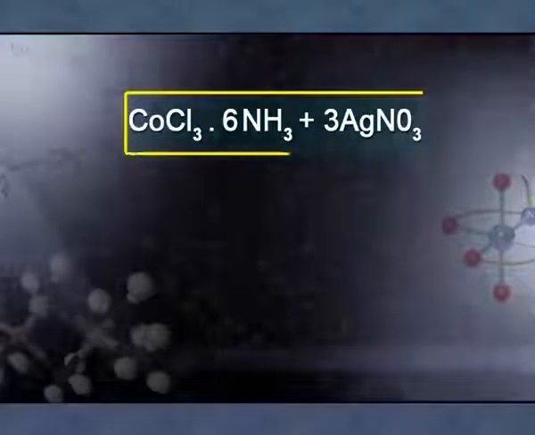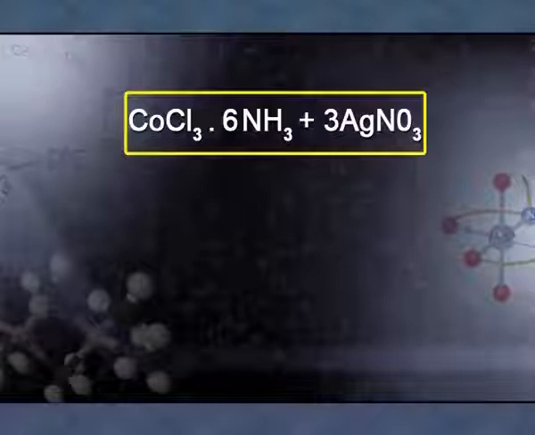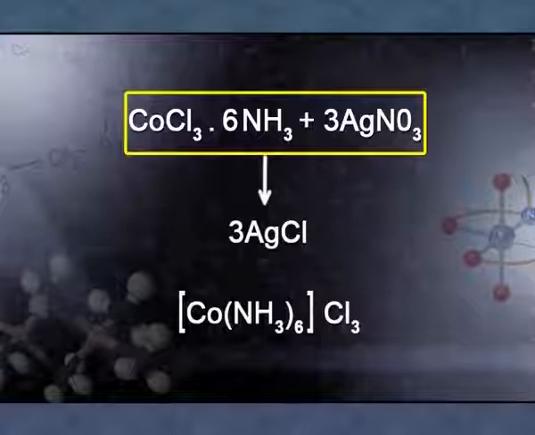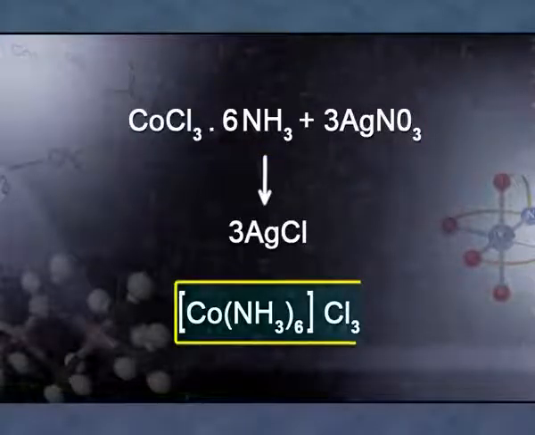For example, you can take CoCl3·6NH3 plus silver nitrate. He observed 3 AgCl. This indicates that any part which is present outside the square bracket will give a qualitative test. So it means all the 3 chloride ions are present outside the square bracket. Therefore, the formula of the complex should be [Co(NH3)6] within the square bracket and Cl3 outside the square bracket.